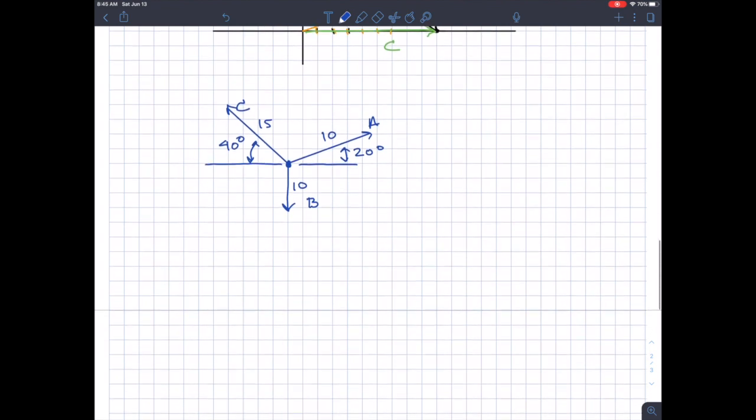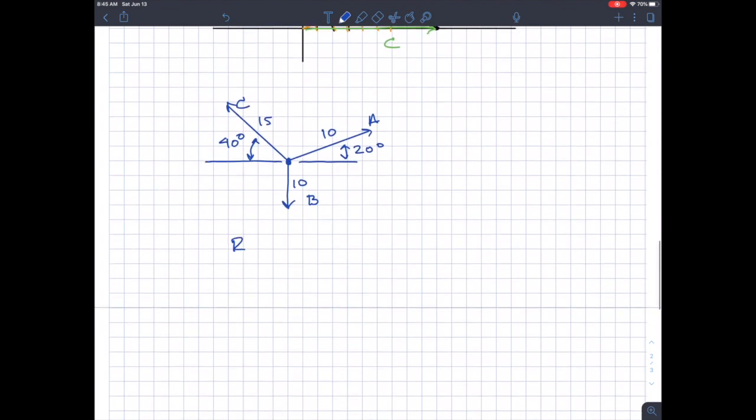All right, so if we had all these forces operating on that point, it can be represented with an equivalent force. Okay, so the resultant equivalent force is just the sum of the vectors. All right, so A plus B plus C.